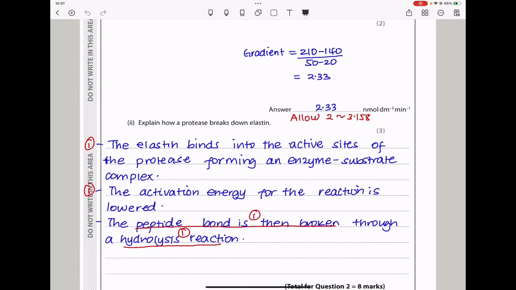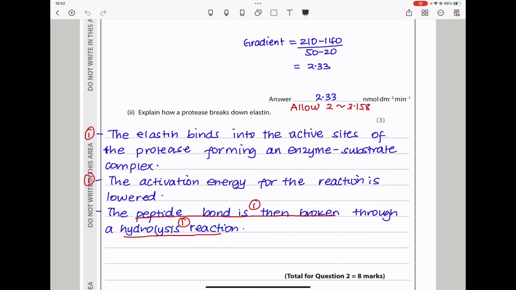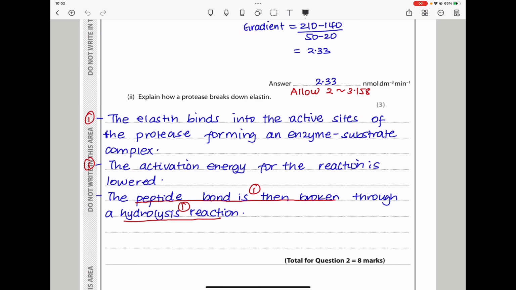Next they say, explain how a protease breaks down elastin. Since the protease is going to be the enzyme and this is going to be the substrate, for the breakdown to occur, it has to bind into the active sites. So I said, elastin binds into the active sites of protease, forming an enzyme substrate complex, and the activation energy for the reaction is going to be lowered. The peptide bond is then broken through a hydrolysis reaction. So this brings us to the end of question 2. Let's continue to question 3.